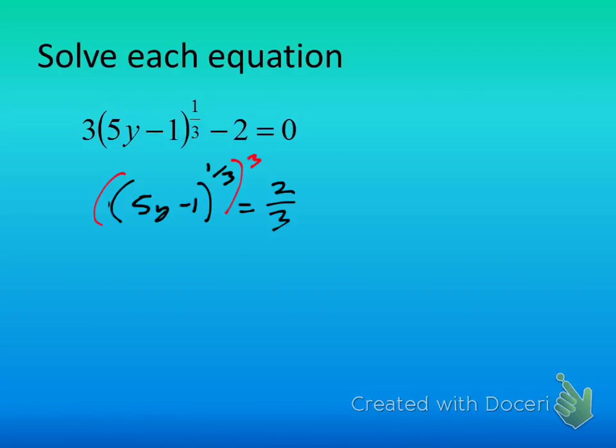Cube 2/3. Is it not 8 over 3? 8 over 27. You didn't cube 2. One of you cubed the first, one of you cubed the second, one of you cubed both. You multiply it by itself 3 times. When you multiply fractions, you multiply the tops together and the bottoms together. So 2 times 2 times 2 is 8, and 3 times 3 times 3 is 27. 8 over 27.